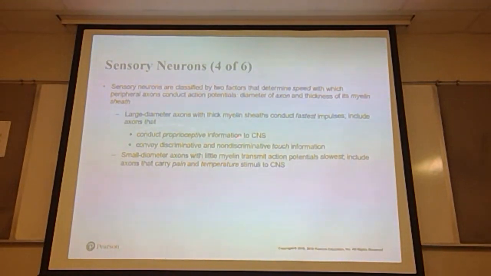Proprioceptors send information to the central nervous system, as do discriminative and non-discriminative touch receptors. The smaller diameter axons with little myelin transmit action potentials slowly. They include axons that carry pain and temperature stimuli to the central nervous system.